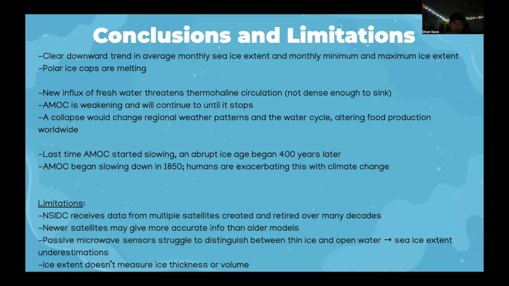There are some data limitations with the sea ice index, such as the NSIDC receives their data from a bunch of different satellites designed and created over many decades, meaning that the tech in each of them is quite different. So the newer satellites may give more accurate information than older ones. That old data might need to be recalibrated in some way, or it might just not be very useful. Passive microwave sensors also struggle to distinguish between thin ice and open water, leading to underestimations of ice extent in some areas. One of the main measurements, ice extent, also doesn't directly measure ice thickness or volume, which are critical for understanding ice health.